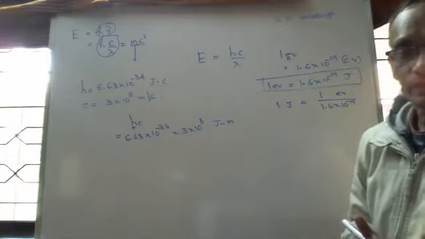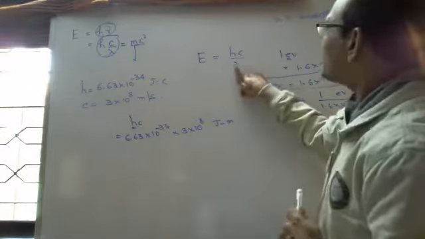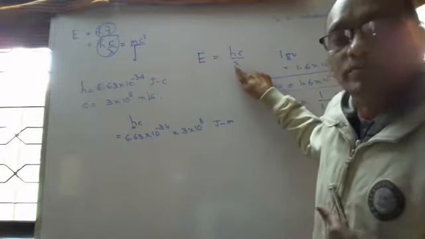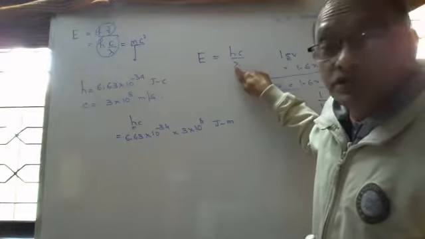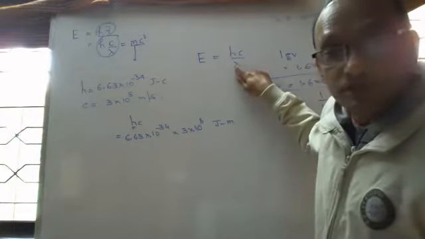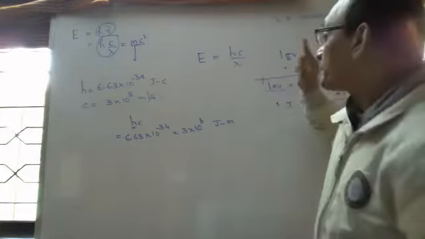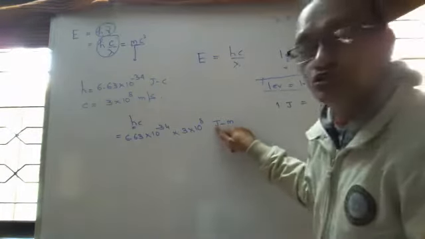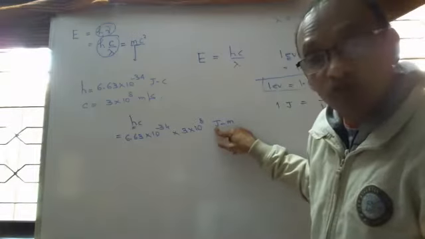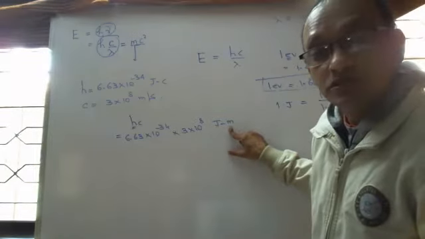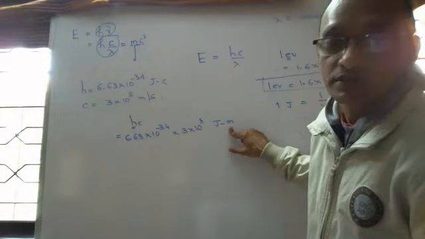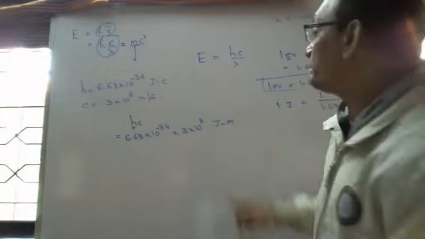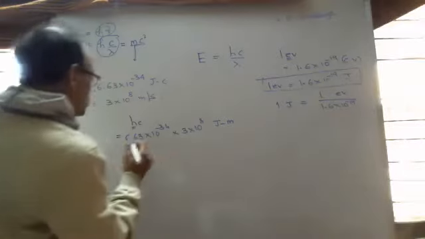Yes, sir. Right? But this lambda is not measured in meters. This lambda is normally measured in nanometers or angstroms wavelength. So what we should do is try and convert this joule into electron volts and this meter into, say, angstroms or nanometer, right?